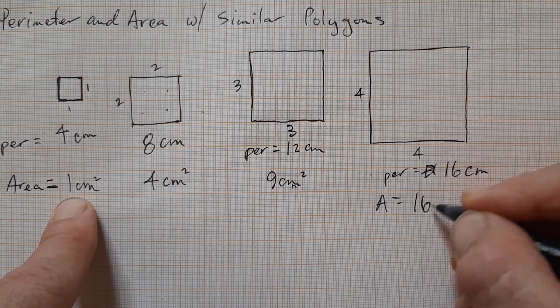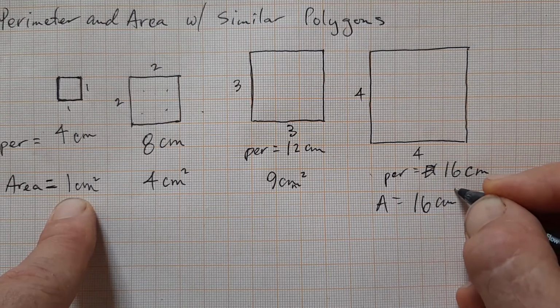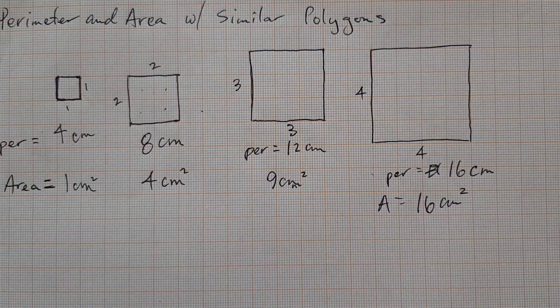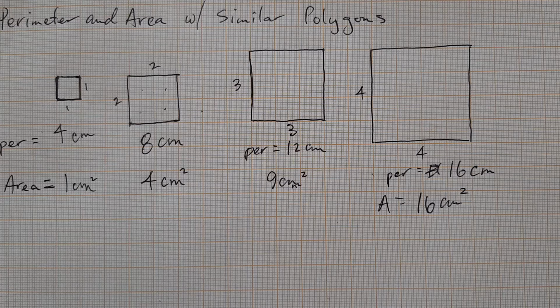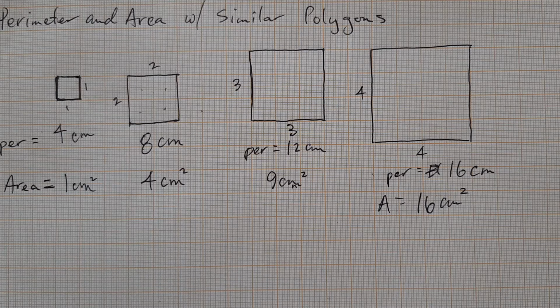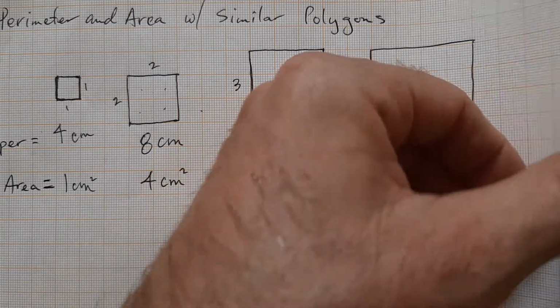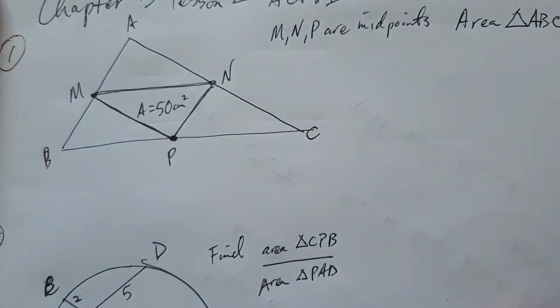So this is a fundamental fact of geometry: when you have similar figures, whatever factor you multiply the perimeter by, you square that factor to get the change in the area between the two. Okay, so let's just jump into the example problems.